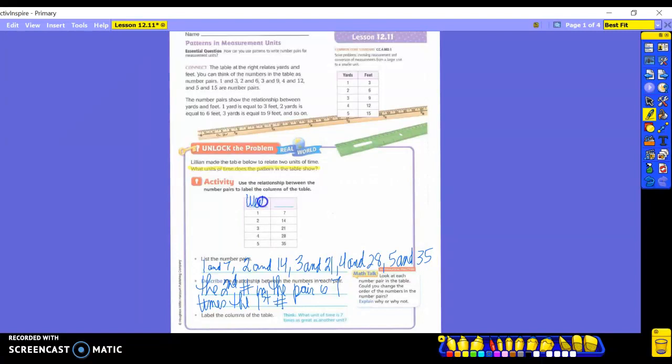So 1 week is 7 days, yes? So weeks would go in this column, days would go in the second. We know that there are 7 days in a week. So 1 week would be 7 days, 2 weeks would be 14 days, 3 weeks would be 21. Whatever you choose, please make sure you are going back and checking it. Does it make sense with what you wrote in there?